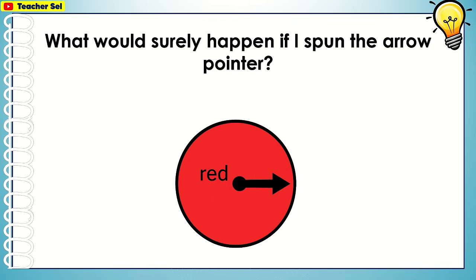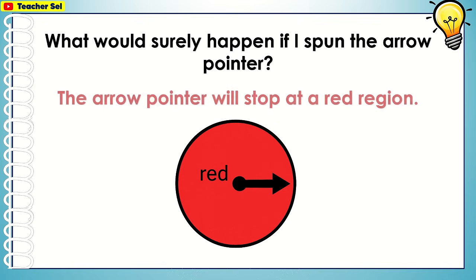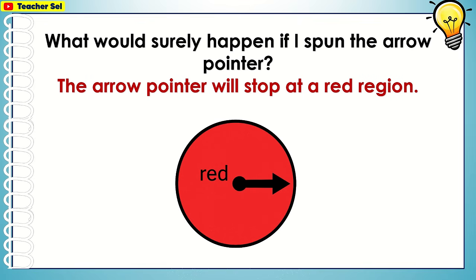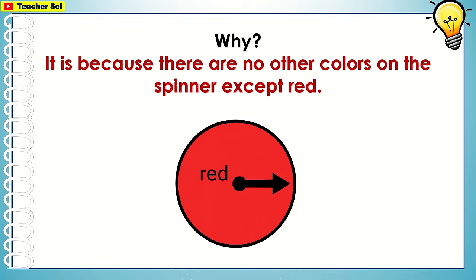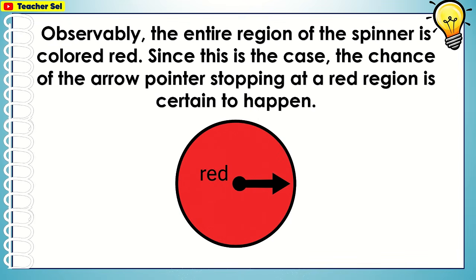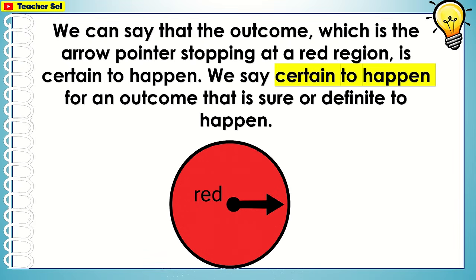What would surely happen if I spun the arrow pointer? The arrow pointer will stop at a red region. Why? It is because there are no other colors on the spinner except red. Observably, the entire region of the spinner is colored red. Since this is the case, the chance of the arrow pointer stopping at a red region is certain to happen. We can say that the outcome, which is the arrow pointer stopping at a red region, is certain to happen.